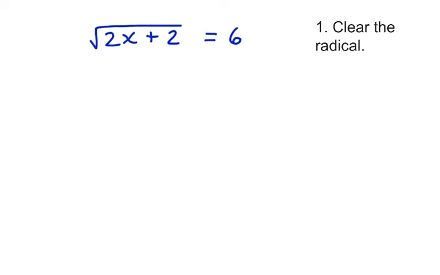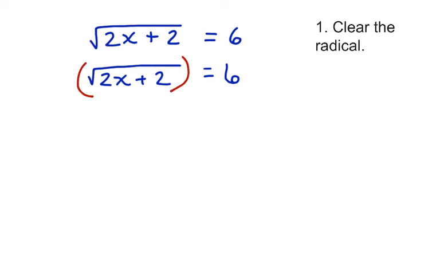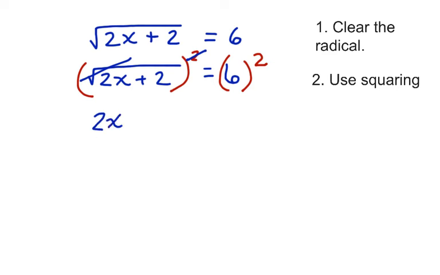So here's what it would look like to use the inverse to clear the radical. First, let's rewrite what we started with. The square root of 2x plus 2 is equal to 6. Now to get rid of this radical, we're going to square this whole quantity. What you do on one side of the equals, we have to do on the other. So we square this one. As step 2, we've written in: use squaring. Now, let's see what happens. This square and this square root cancel each other, leaving us with 2x plus 2 on the left side of the equation. 6 squared is 36.